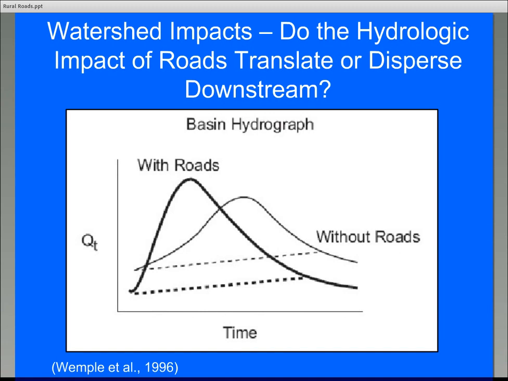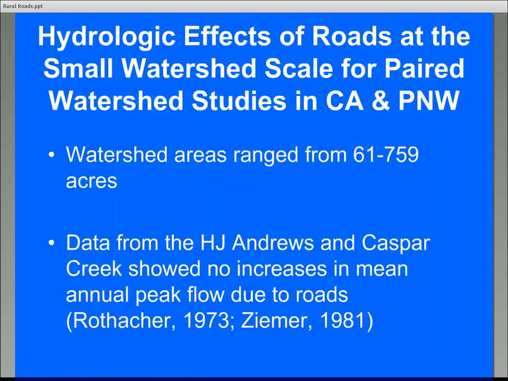So we kind of know what roads do on the hill slope at the local scale. So do these impacts end up translating downstream at the larger watershed scale? To really answer this question, we have to look at the published literature, studies done in paired watersheds in the Pacific Northwest, and also it's helpful to look at modeling studies because sometimes the paired watershed studies are limited in the range of treatments.